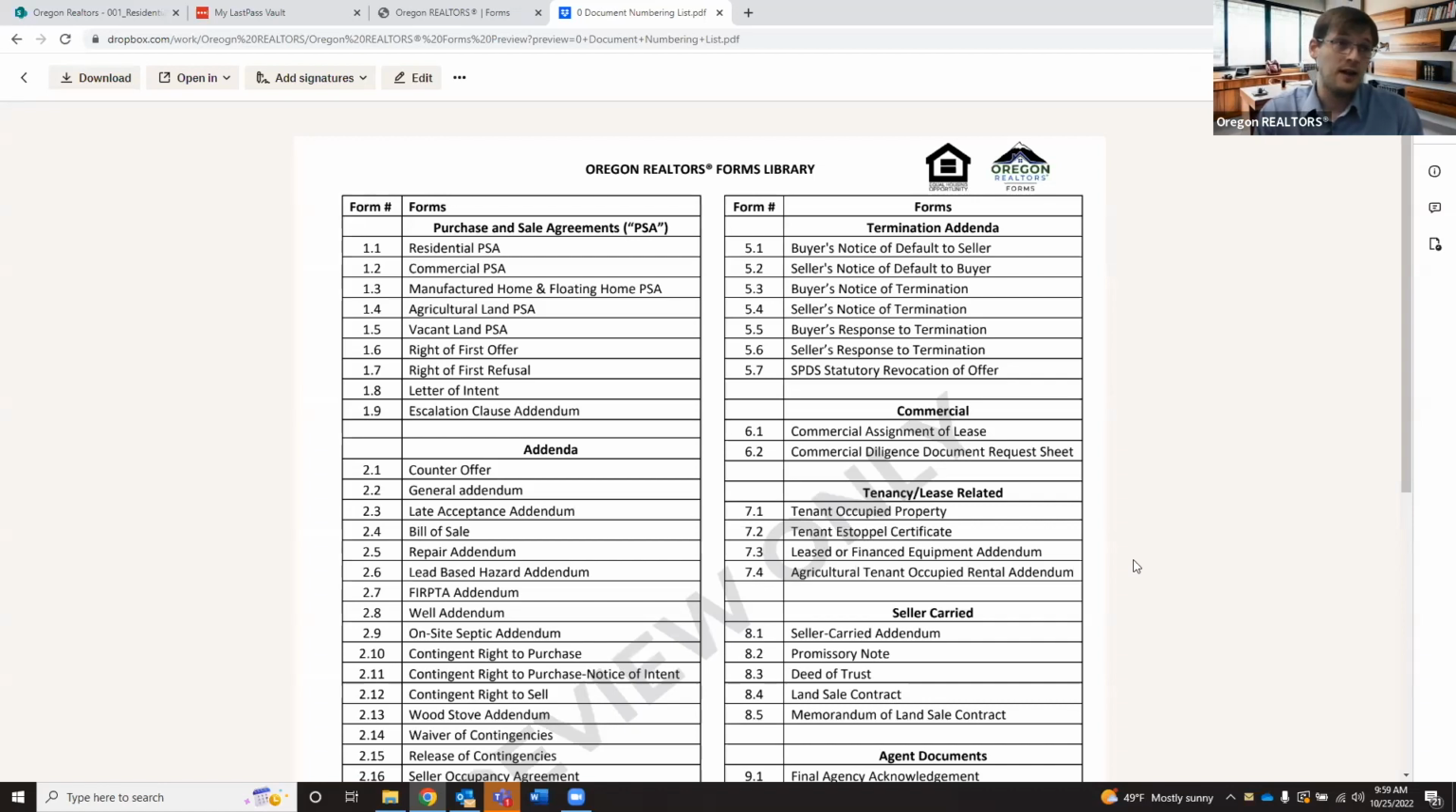The reasoning why we've done it this way is on the legal hotline, termination is a constant problem that people are not confused by, but the process itself is somewhat confusing.